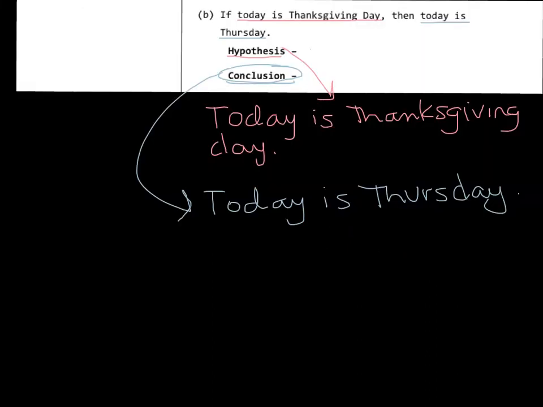So if you look at example B, if today is Thanksgiving Day, then today is Thursday. Your hypothesis is everything that comes after the word if, so today is Thanksgiving Day, and your conclusion is everything that comes after the word then. Today is Thursday.